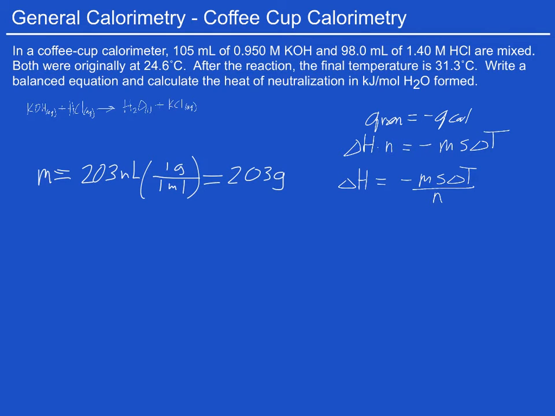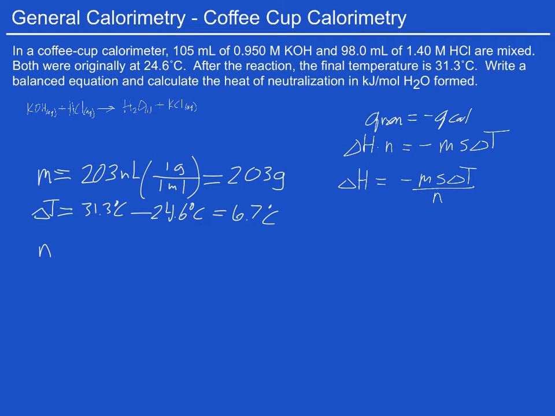So that's our mass. Okay, specific heat, we're going to assume the same because we're not given anything different, so 4.18 joules per gram degree Celsius. The temperature, delta T, is simply going to be the final minus the initial, so it'll be 31.3 degrees Celsius minus 24.6 degrees Celsius, and so what we're going to get for the delta T will simply be 6.7 degrees C. And now the last thing we need to figure out from here is the moles, n.